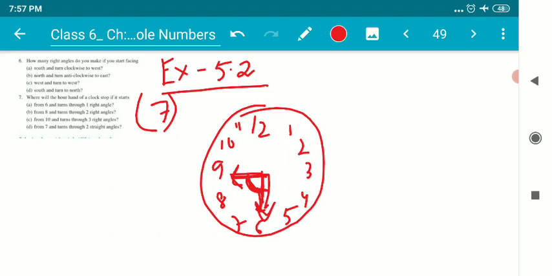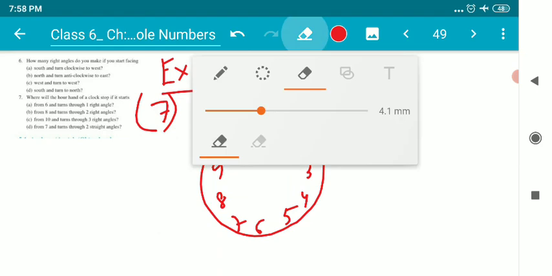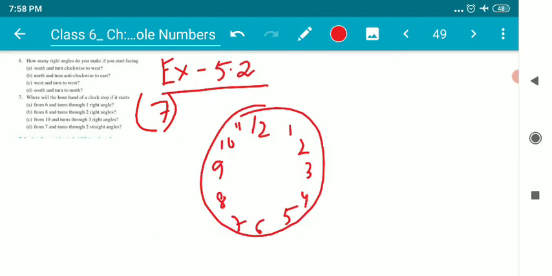Next question. I'm standing at 8 and I'll take two right angle turns. Let's see where I stand. Of course, if I'm at 8 and I take two right angles, that means 180 degrees, a straight angle. I'll come to 2. I'll stand at 2 o'clock. Two right angles means 180 degrees, a straight line.